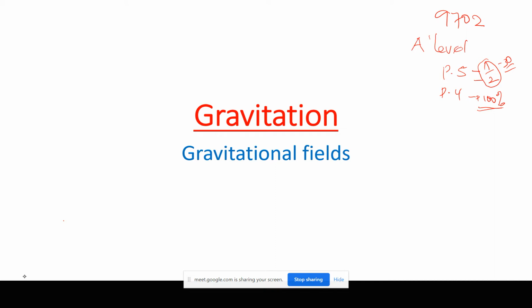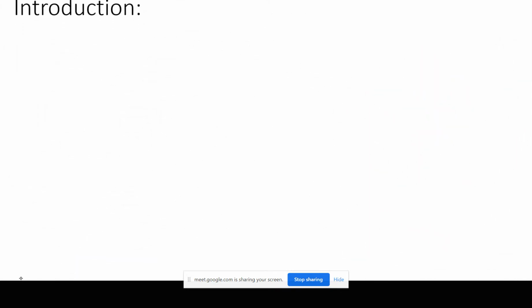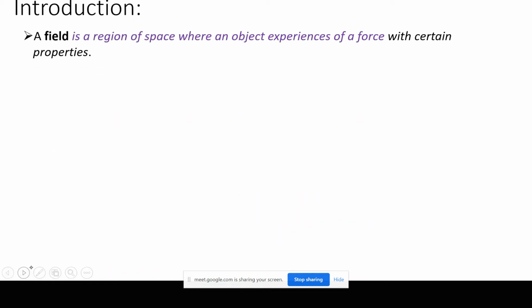So it seems like when an object is in a field, it is most likely experiencing a force. Therefore, we are going to simply say that a field is a region of space where an object experiences a force. This force could have certain properties. For example, we live in a gravitational field. We live in the Earth's gravitational field.